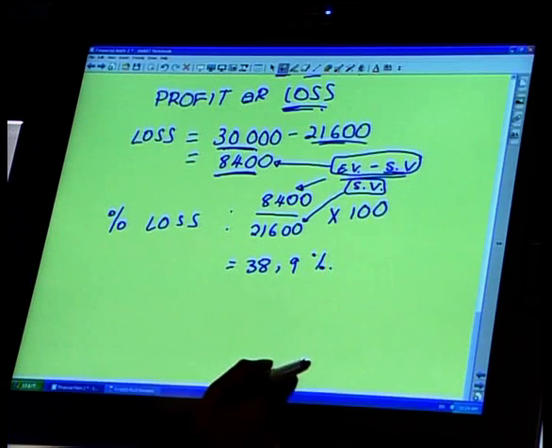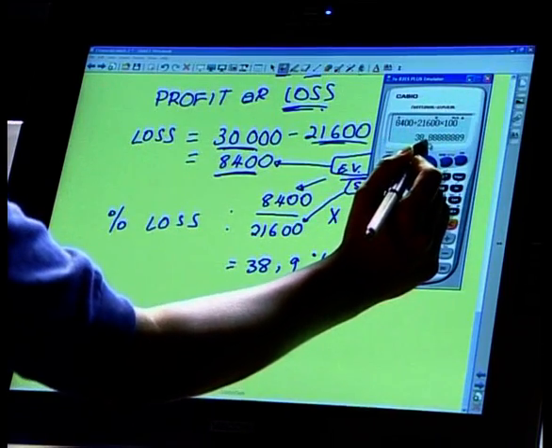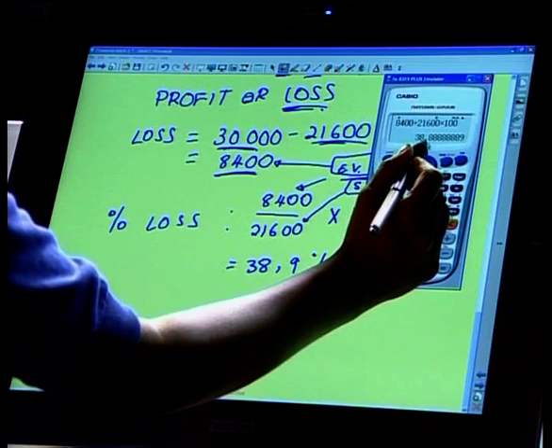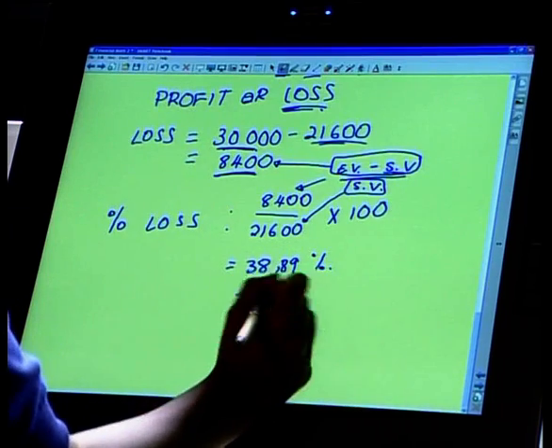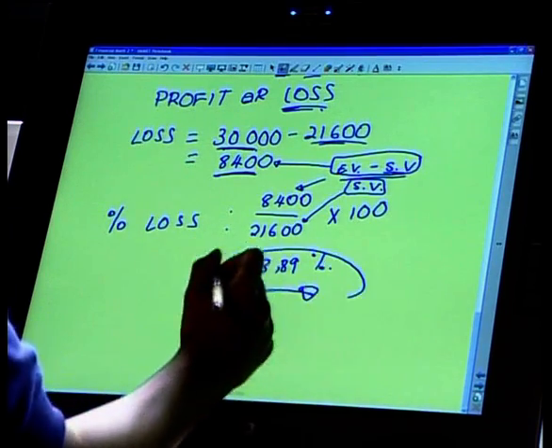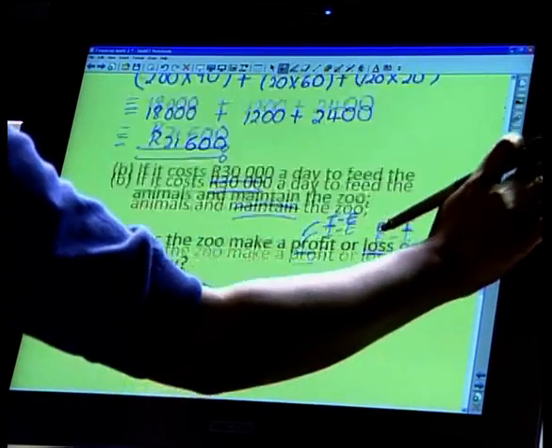Or in fact, more correct than that, because they haven't told us how to round off, would be to round it off to 2 decimal places. So this would be 38.89%. That would be slightly more correct. So their percentage loss is 38.89% on this specific day.